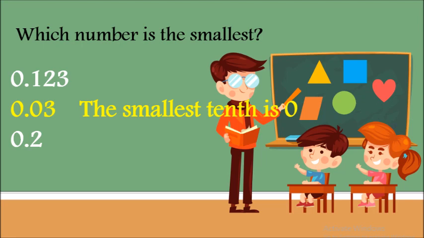Let's move on to the second one, 0.03. 0 is your tenth, and 3 is your hundredth. And the third one says 0.2. 2 is your tenth. Now, what do you think the smallest figure should be? 0.03, as we do not have any value given here in the tenths place for 0.03. That's just a 0. The smallest number amongst all your tenths is the 0. So the smallest is 0.03. Now I move on to the next question.